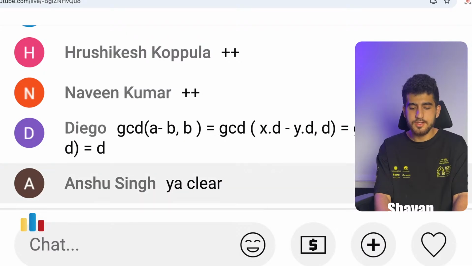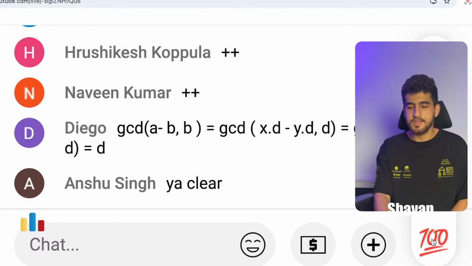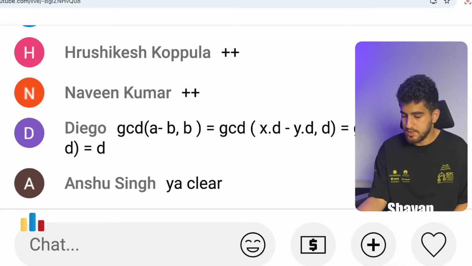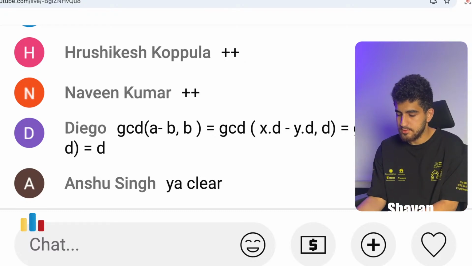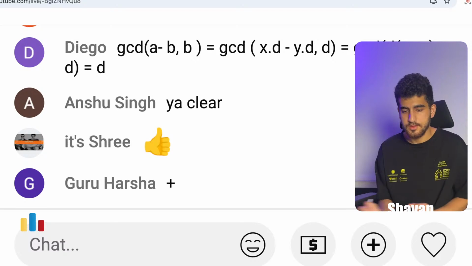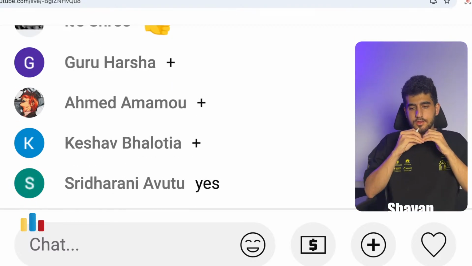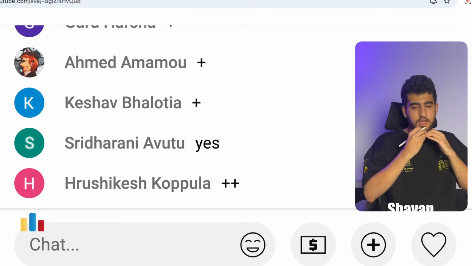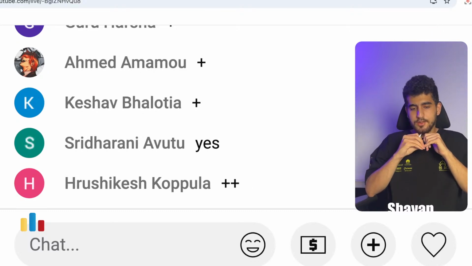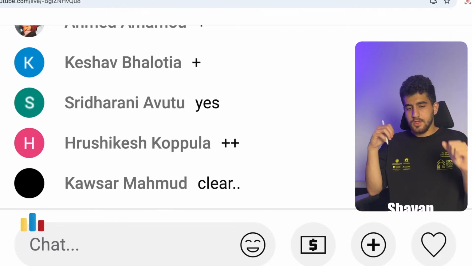Is this part also clear? If it is, please again use this emoji or put a plus in the chat. And if it is not, let me know to go over it again. Nice, great. Thank you very much. Okay.